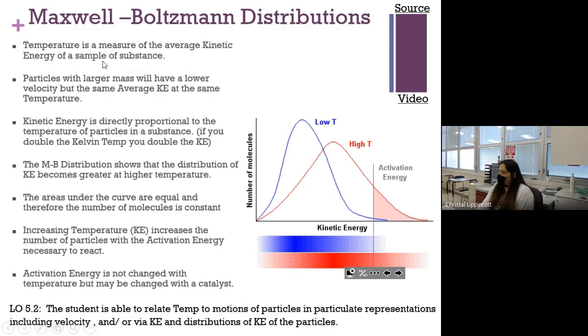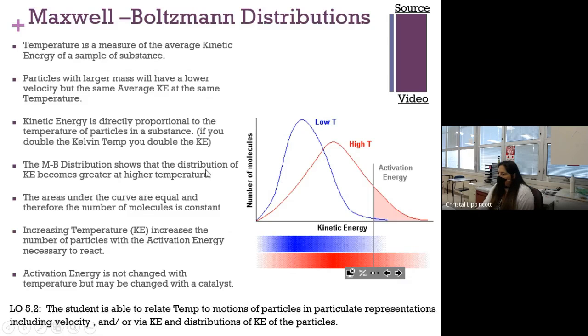Temperature is a measure of the average kinetic energy of a sample. Particles with larger mass have lower velocity. So if, instead of temperature here, we substituted in mass, this might be neon and this helium. Neon would go slower than the helium, or Lippy would go slower than Rose, something like that.